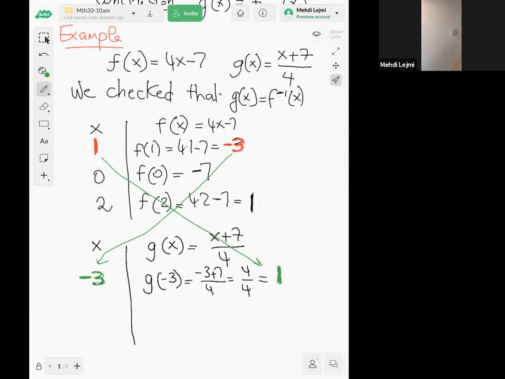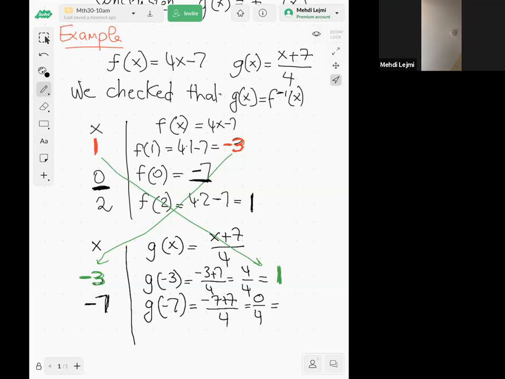Now let's say x is negative 7. You see here, for my f, when x is 0, f of 0 is negative 7. Now if my x is negative 7, my guess is that you interchange the x and y, so g of negative 7 is going to be 0. Let's see. g of negative 7 is x plus 7 over 4, so negative 7 plus 7 over 4. That's 0 over 4, and 0 over any non-zero number is 0.